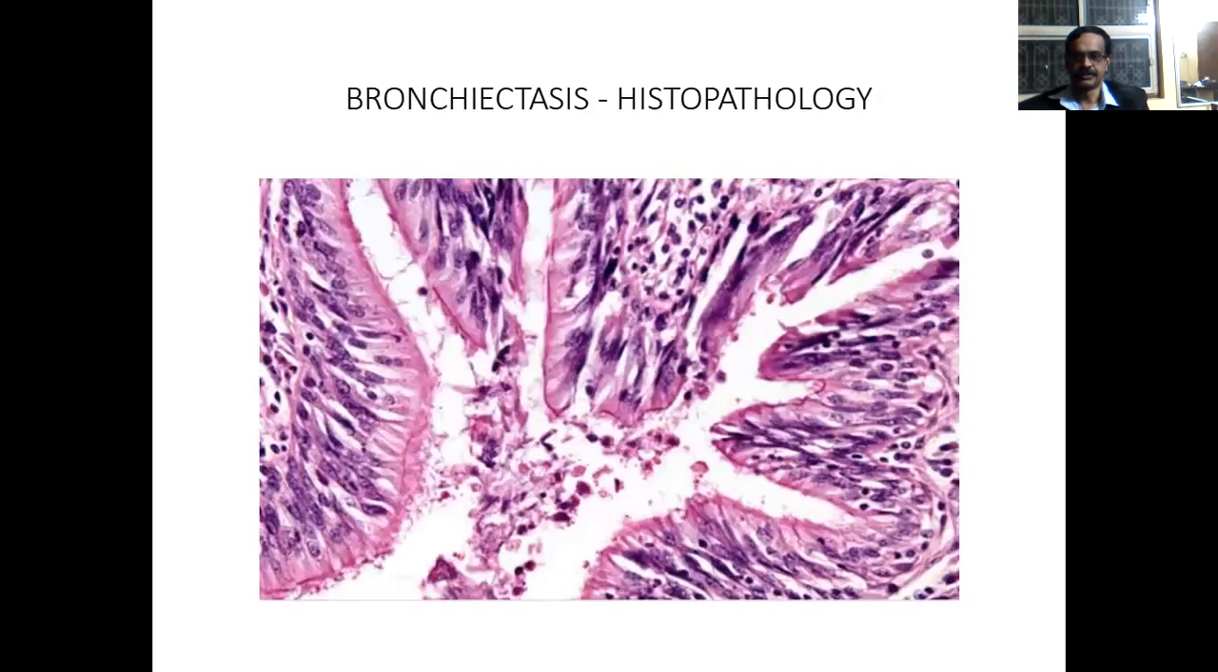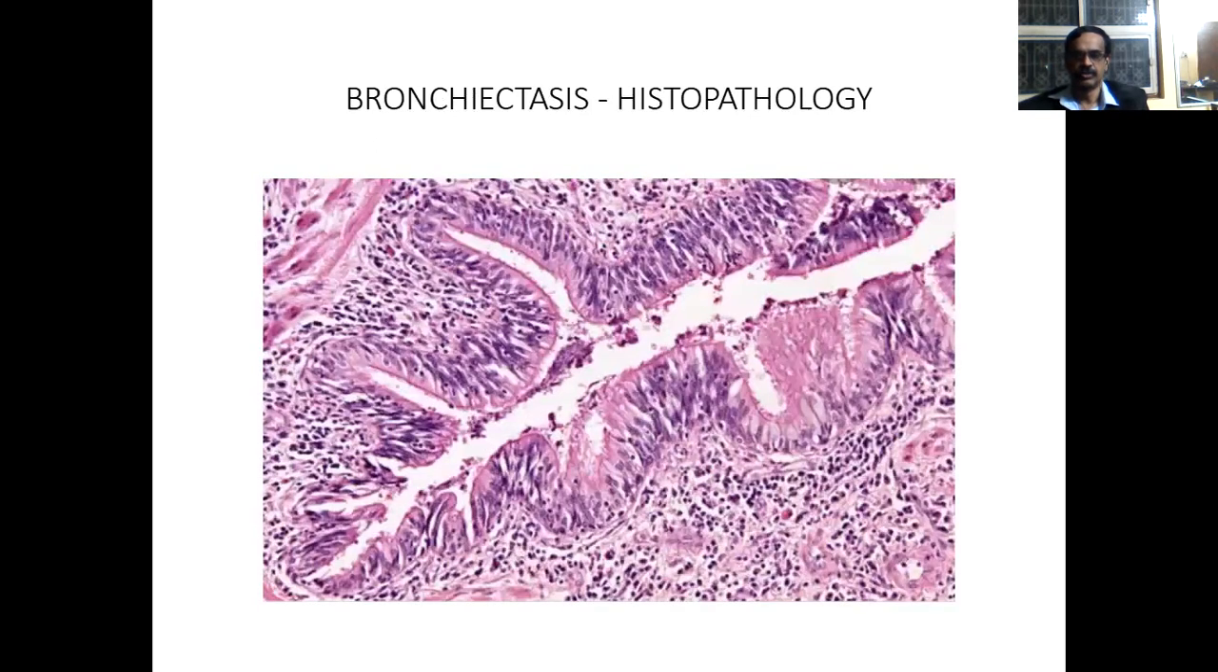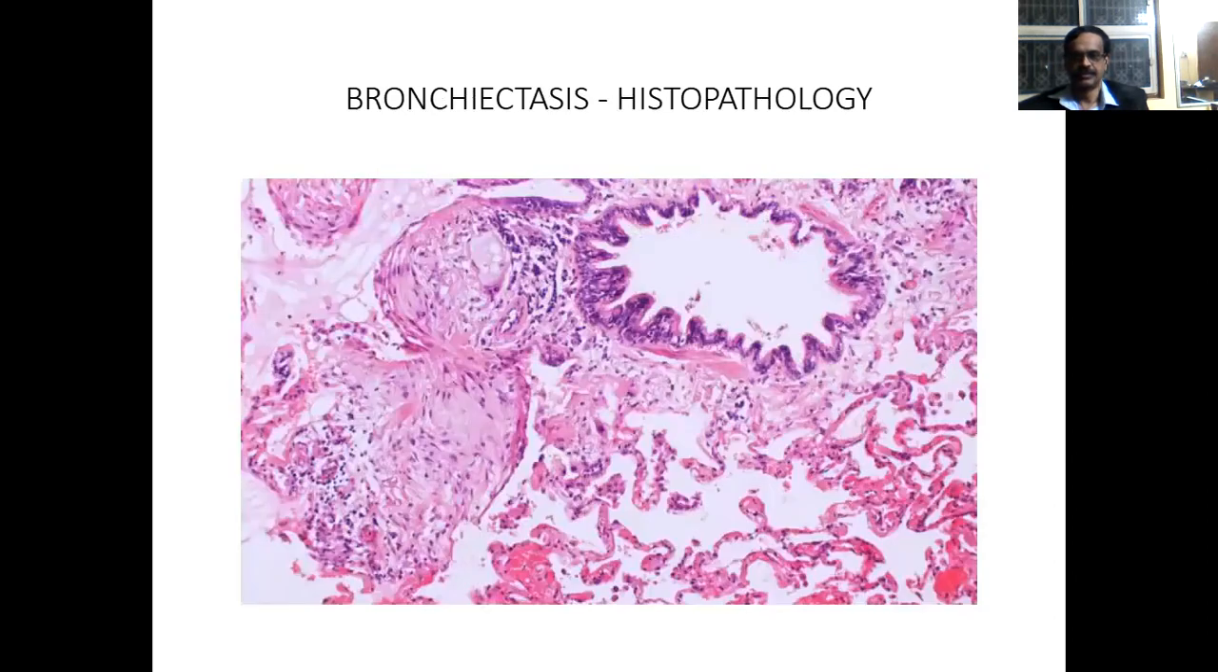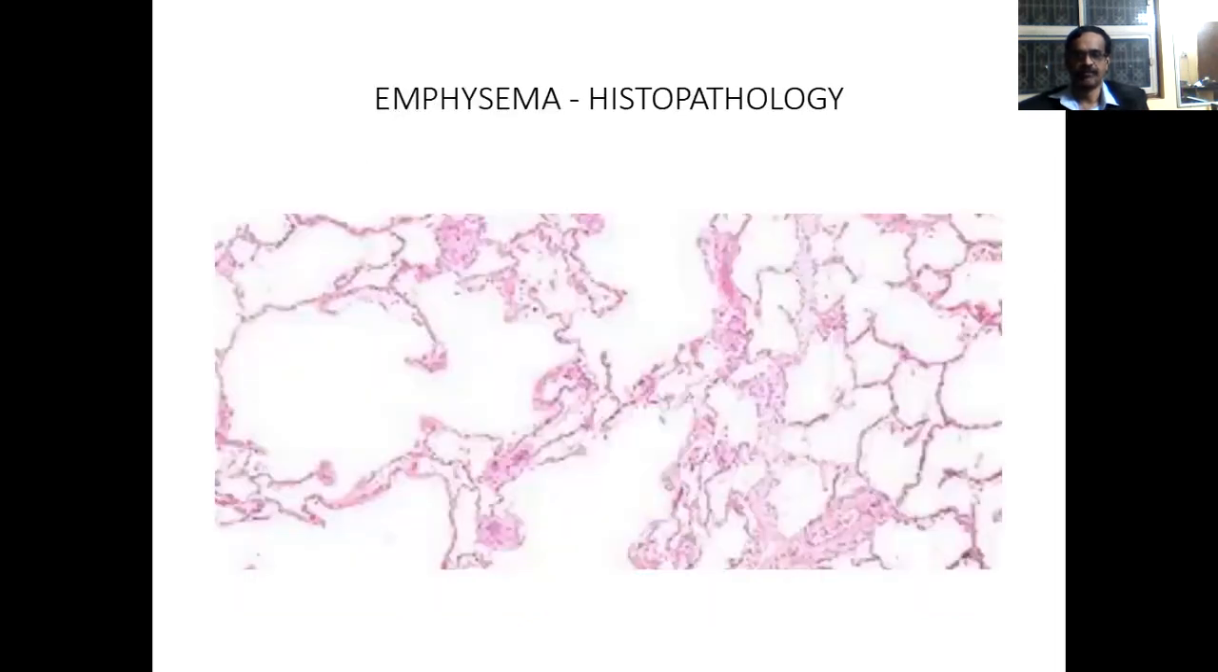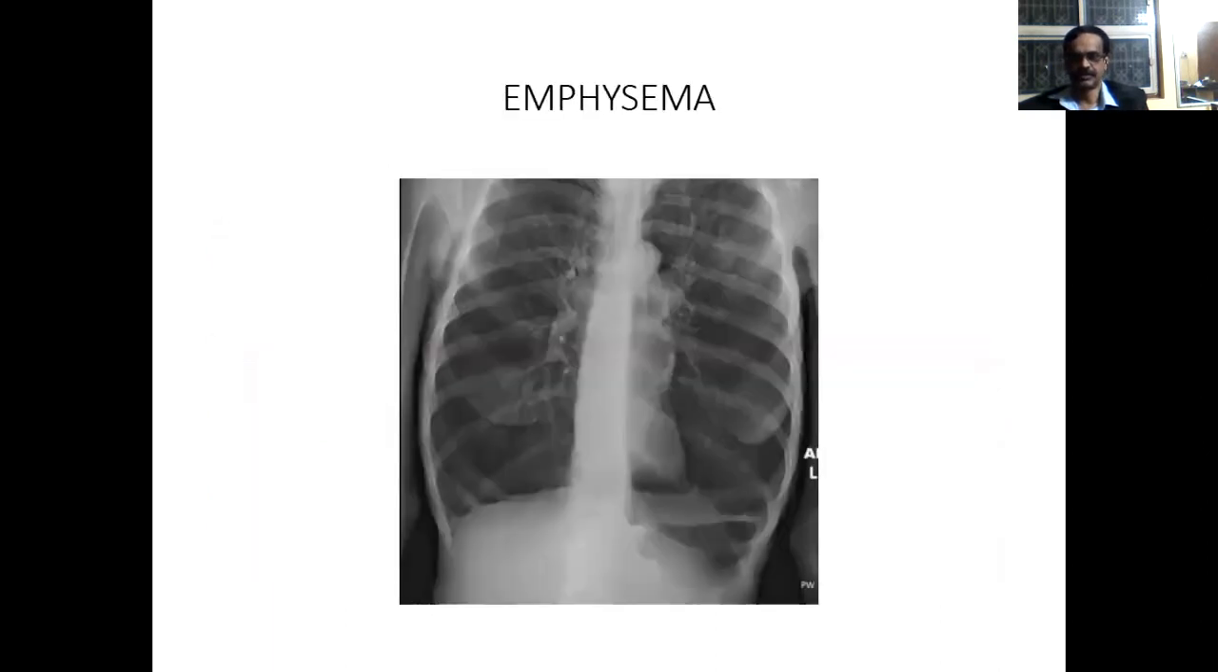So, bronchiectasis histopathology. You can see the dilatation of the bronchioles. This is also bronchiectasis histopathology, where you can see the widening of the bronchioles because of the pathology. You can see at the 1 o'clock position there is a bronchiole which is dilated. This is the emphysema. There is dilatation of the alveolar sac. Again, very well seen in the histopathology slides.